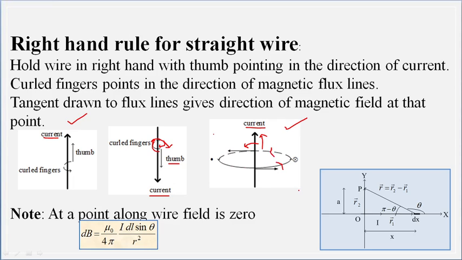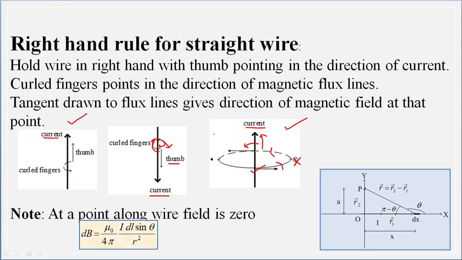Then you draw the tangent. If you draw the tangent here, it will be horizontal towards your right. That is the direction of magnetic field at this point. Now here, if you draw a tangent, the tangent will point perpendicular inside the page. So that's why I marked a cross here, because the fingers will curl inside.